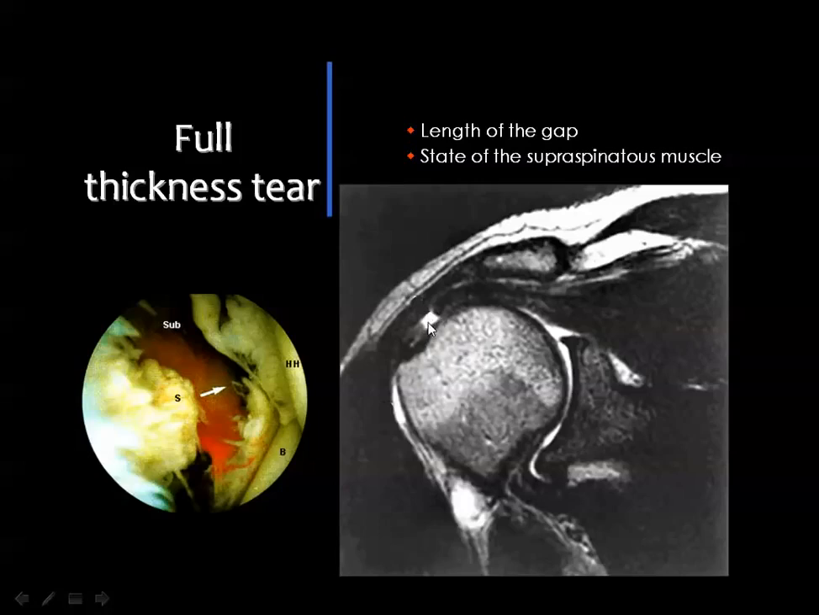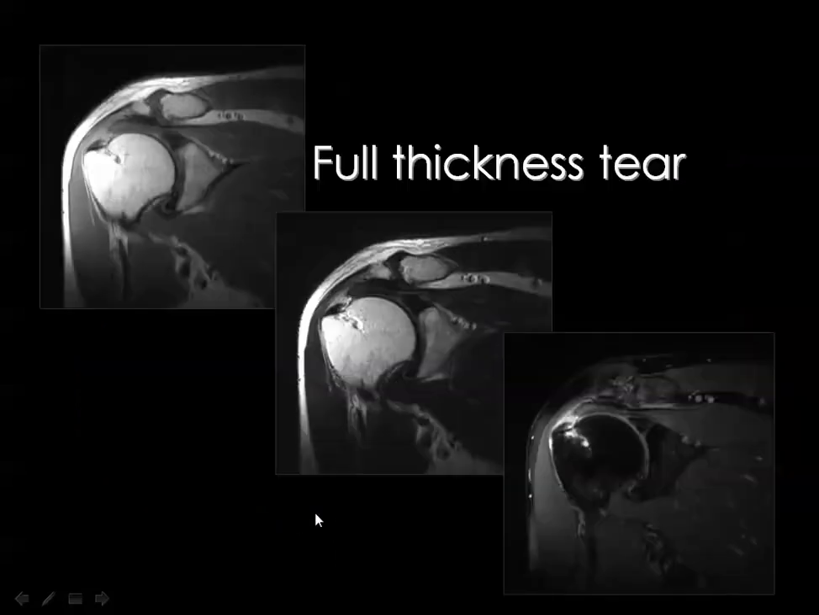It's very important to mention this clearly in the report. What is the length of the gap between the cut edges of the tendon, and what about the state of the supraspinatus muscle? Is it atrophic or is it still maintaining its bulk? Like in this case, the muscle is good.